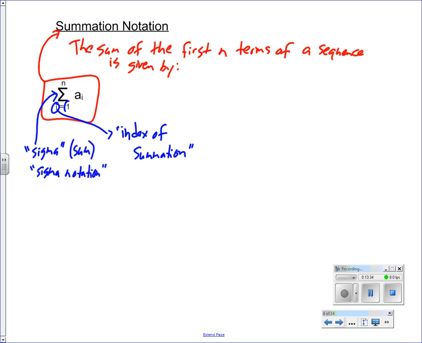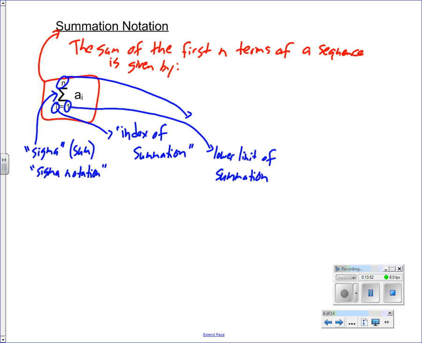And you see numbers on the bottom and the top that tell you which numbers you're actually adding together. So the one on the bottom is called the lower limit of summation. And the one on the top is called the upper limit of summation.